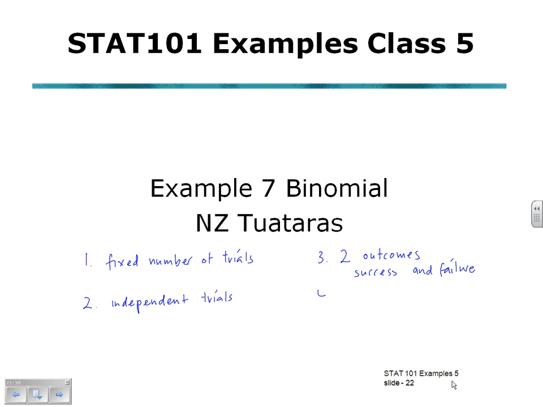And the 4th requirement for a binomial, the probability p of a success remains the same in all trials. Fixed probability of success. The 2 parameters needed for a binomial situation are n and p. n, the number of trials, and p, the fixed probability of success.